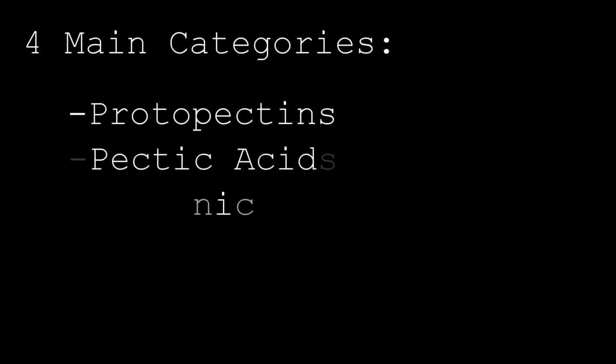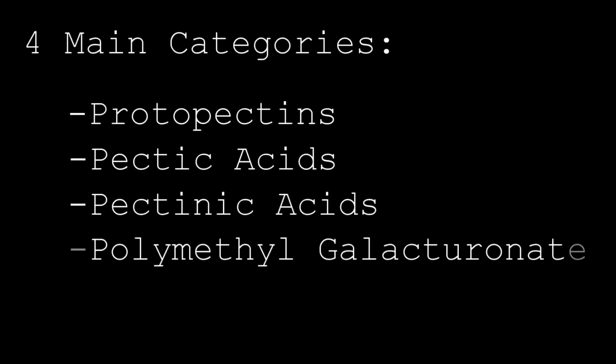The American Chemical Society has classified pectin substances into four main types: protopectins, pectic acids, pectinic acids, and polymethyl galacturonate.